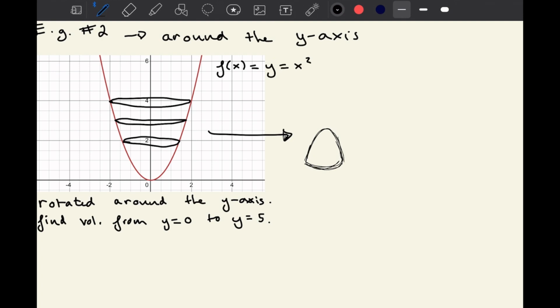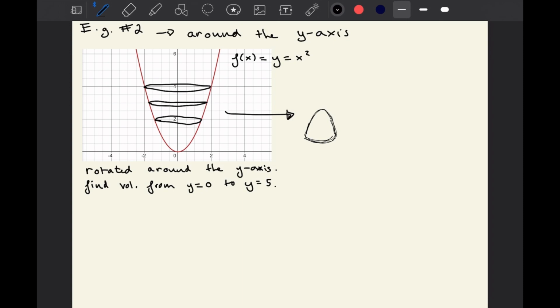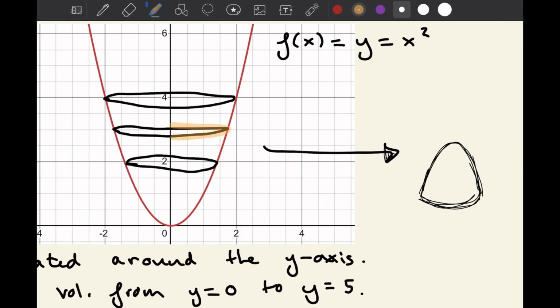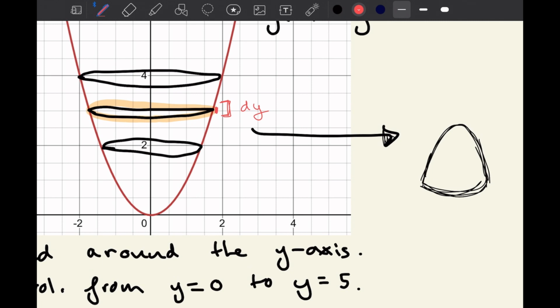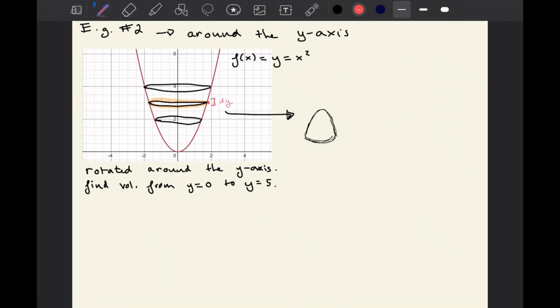And we're trying to find its volume. How might we approach this? Well, we're going to view this shape as a lot of little discs put together. Except here, the depth is not dx. No, the depth is dy, because we're rotating around the y-axis. So therefore, we're not taking the depth like this. That doesn't make sense. Our depth is in reference to the y-axis. So our depth is going to be dy. And this means we're going to have to find the integral in terms of y.